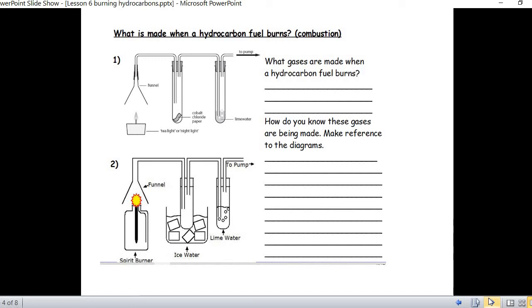So why does the cobalt chloride paper turn from blue to pink? Or why do you get condensation in here? Think about what gas is being made from the fuel. And why does the lime water turn milky? So explain in your own words what two gases are made when you burn a hydrocarbon fuel. Combustion just means burning.